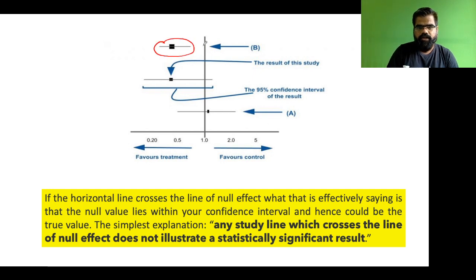This study does not cross the line of null effect. This study crosses the line of null effect. This also crosses the line of null effect. So any study line which crosses the line of null effect does not illustrate a statistically significant result. So these two studies have crossed the line of null effect, so it is not indicative of significance. So there is no significant result. This has not crossed. So possibly this result illustrates a statistically significant result.